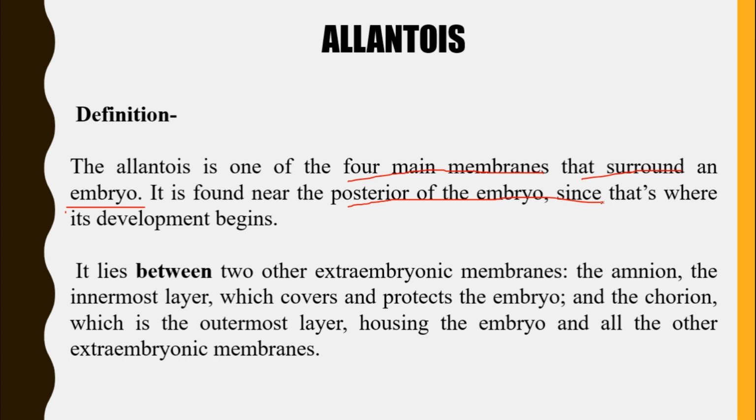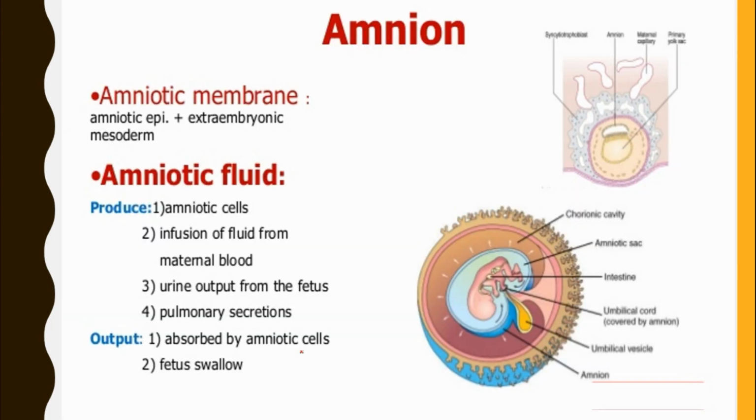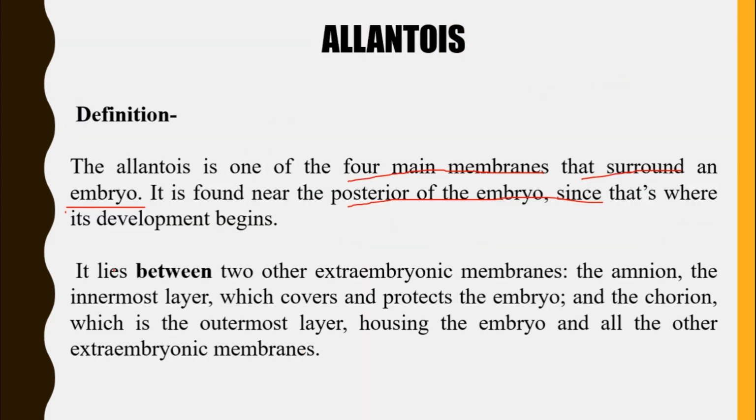जहां से इसका डेवलपमेंट बिगिन होगा ये वहीं पर फाइंड आउट होगा. कहां पर को पोस्टीरियर ऑफ द एम्ब्रियो पे फाइंड आउट होगा. ठीक है, इट लाइज बिटवीन टू अदर एक्स्ट्रा एम्ब्रियोनिक मेम्ब्रेन. ठीक है, as I told you about the extra-embryonic membranes, the allantois lies between the two extra-embryonic membranes, that is the amnion, the innermost layer which covers and protects the embryo, and the chorion. Okay, it lies in between the extra-embryonic membranes, which are amnion and chorion.